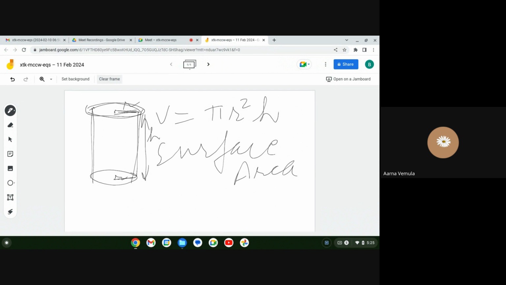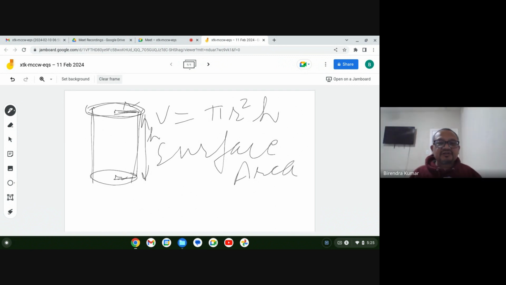Wait, what was the height again? H. Is there a number? No, I'm not giving a number. I'm just trying to derive the formula for surface area of a cylinder. So radius is r. R could be 1, could be 5, doesn't matter. And height is h. H could be 5, it could be 25, whatever it is. I'm asking you guys, can you think and tell me what will be the surface area of the cylinder?